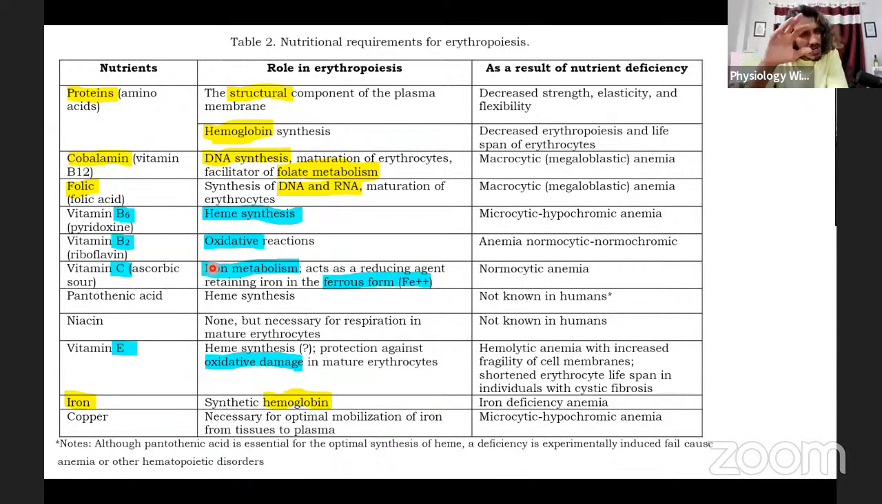Then we have certain other factors like vitamin B6, B2, C, E. At least the ones I marked in yellow, you have to write. Then you go to the blue ones: vitamin B6, heme synthesis. Vitamin B2, oxidative reactions. Vitamin C is involved in iron metabolism because it acts as a reducing agent, retaining iron in the ferrous form. And vitamin E, again, protection against oxidative damage. And then we have copper also, which is required for the transport of iron.